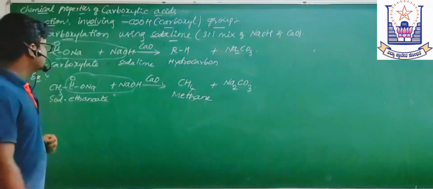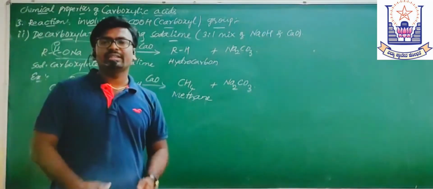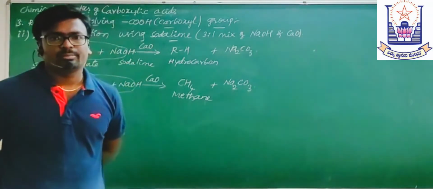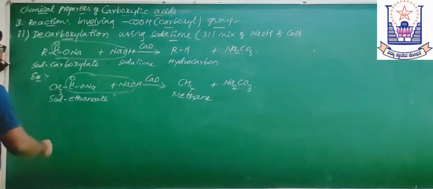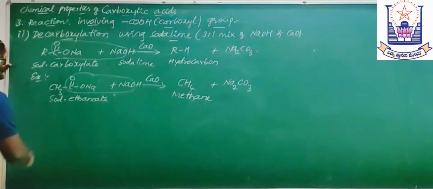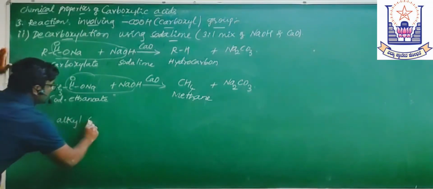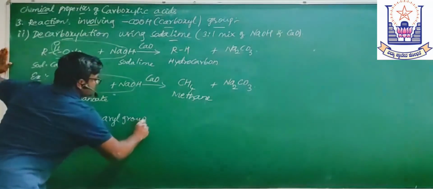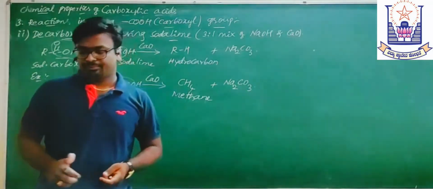If you take sodium benzoate, you will get benzene as the product. You will get the benzene as the product, that you try at home. You can also take R is equal to alkyl or aryl group here. R is equal to alkyl or aryl group, and solve the equation for sodium benzoate.